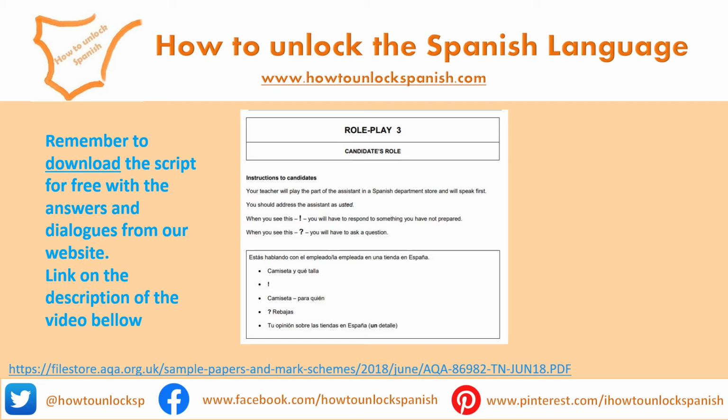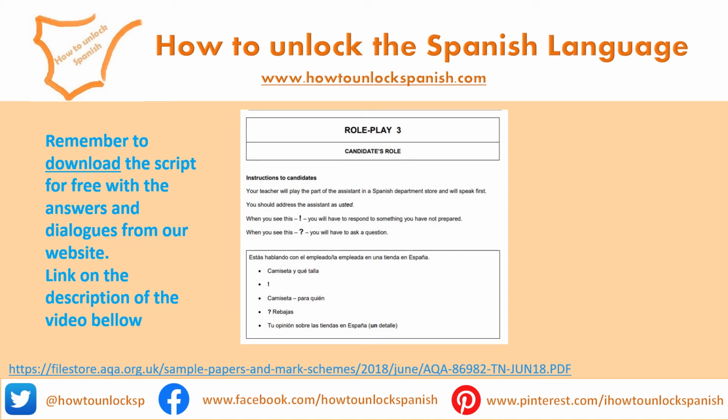Empezamos con el role play. Estás hablando con la empleada en una tienda en España. Yo soy la empleada. ¿En qué puedo ayudarle? Me gustaría comprar una camiseta de la talla 40. ¿Qué color prefiere? Prefiero una camiseta blanca.